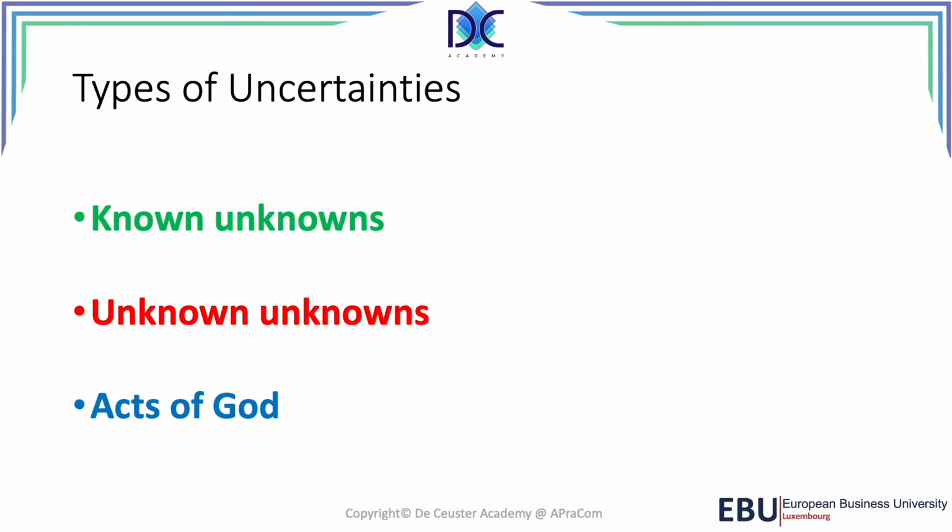Unknown unknowns are things that we don't know yet. So basically, when some event happens and we don't exactly know why, it's an unknown unknown, but from the moment that we identify it, it becomes a known unknown. And of course, we have acts of God: the eruption of a volcano, a tsunami, earthquakes. These are basically acts of God.